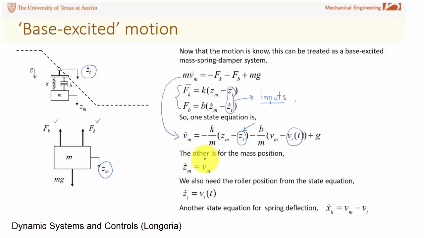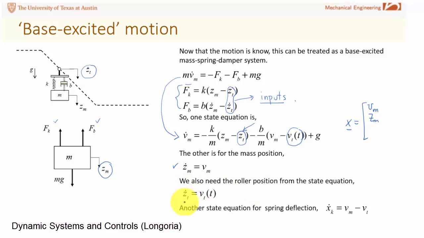The other equation that we want to add is to find the position of this mass, and we can do that just by defining a new equation, z dot m, which is just the velocity, v sub m. This equation will help you find v sub m, which is a state, but then you can define a new state, zm. So we're building up a little state vector here. The first one is vm. Now we have zm. And then we also want to track the roller position, zt.